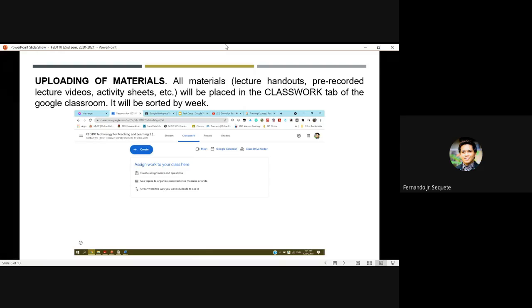you cannot see that. It is because you're using the student account. Only your teacher can see the grades tab. Okay? In case someone asks, sir, what happened to my Google Classroom, why does it not have a grades tab? It can only be seen in the teacher account. So, uploading of materials will be placed in the classwork tab of the Google Classroom. And of course, it will be sorted by week or by module number. Module 1, Module 2, and so on.